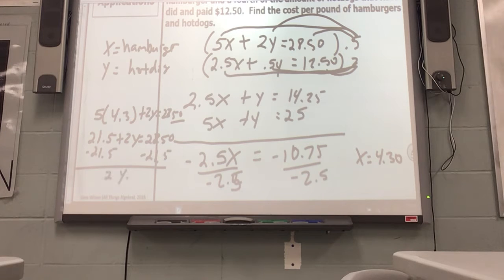Gets you 2y is 7. So when you divide by 2, y is 3.5.